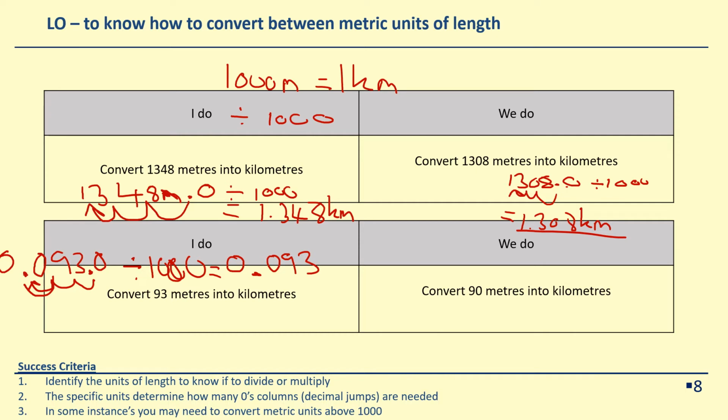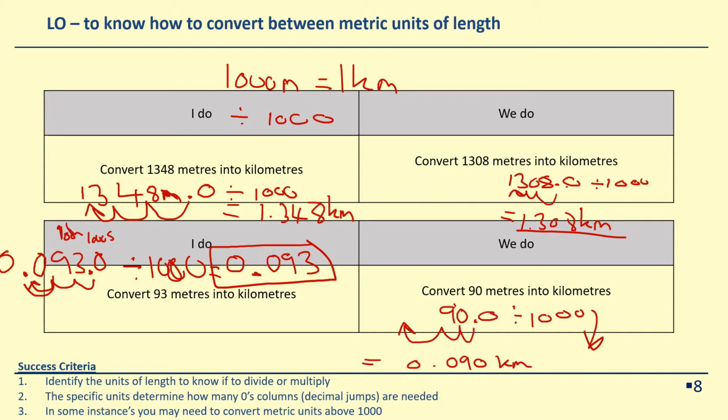So we're saying that 9 is in the hundredths, and the 3 is in the thousandths column in the decimals. Okay, like this. All right. So it's just trying to trick you because now you're going further into decimal value. Have a go at the we do. Pause the video. Press play when you're ready. Okay. So you should have written out 90.0 divided by 1,000, 1, 2, 3, and then you end up with this answer here, 0.090. Okay, well done if you got that right.